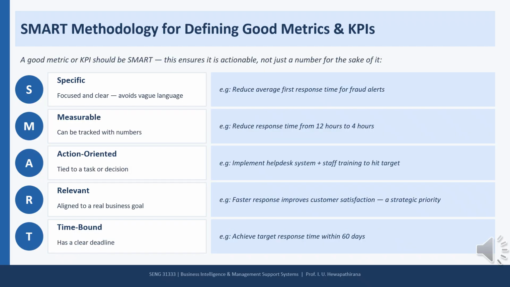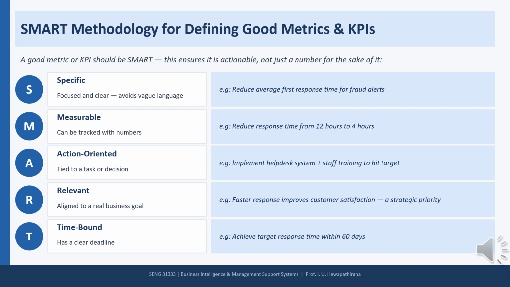Knowing the difference between a metric and a KPI is important, but knowing how to write a good one is equally critical. The SMART framework gives us a practical checklist for evaluating whether a metric or KPI is well defined. SMART stands for specific, measurable, action-oriented, relevant, and time-bound. Specific means the metric is focused and unambiguous. It avoids vague language. A bad example would be improve response time. A specific version would be reduce the average first response time for fraud alerts. You know exactly what is being measured.